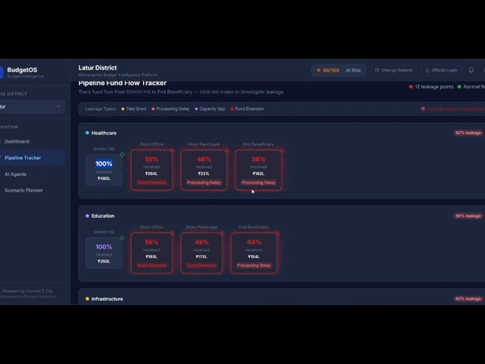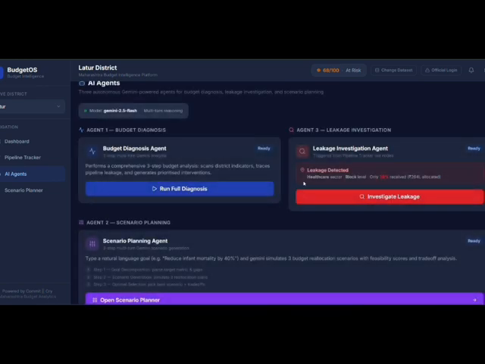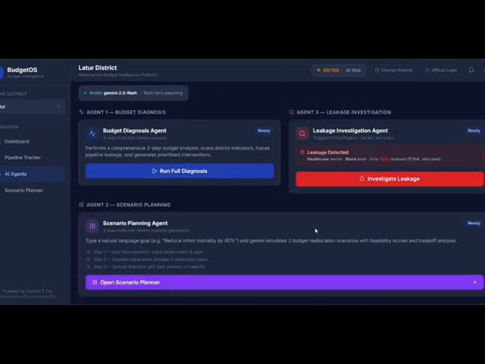Now these red nodes are clickable. Watch what happens when I click one. This triggers our leakage investigation agent. I'll show you that in a moment.